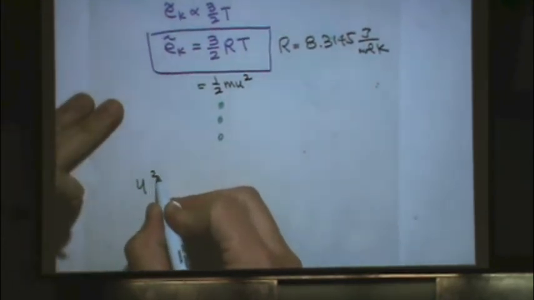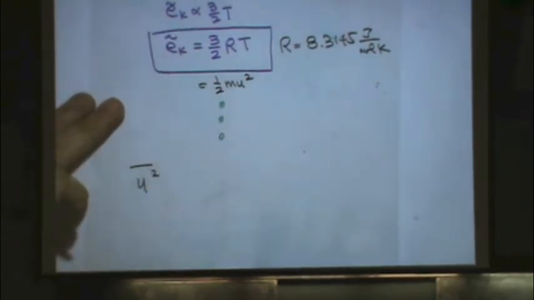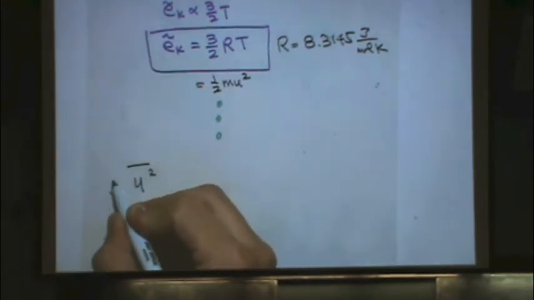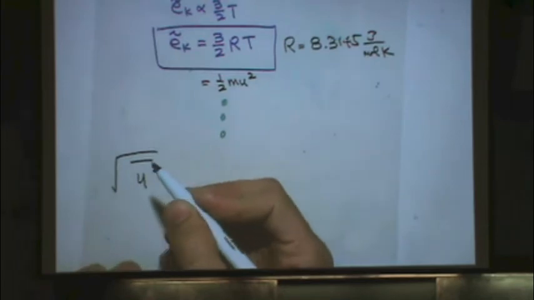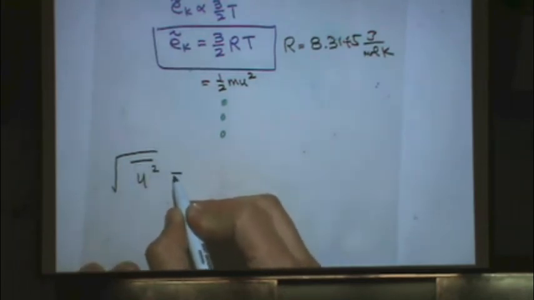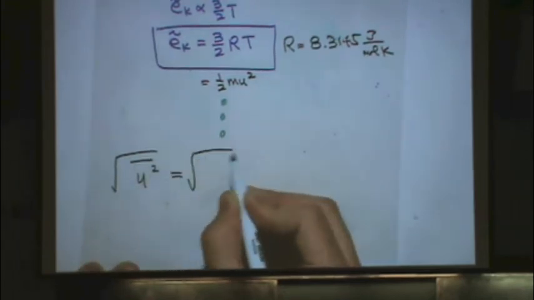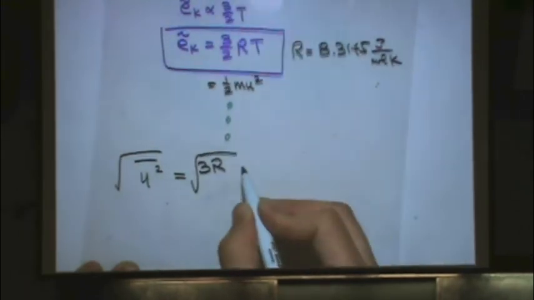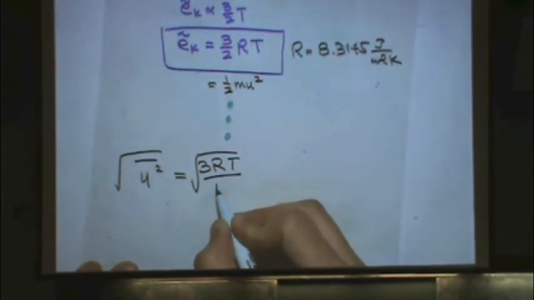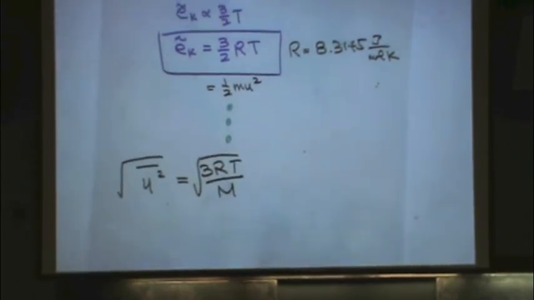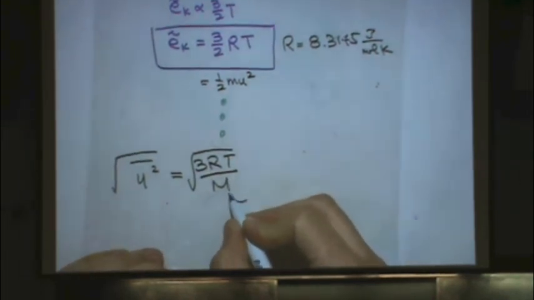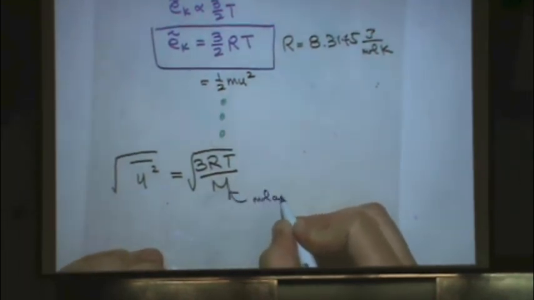U squared bar, remember that from before, that's the mean square. And now I'm going to take the square root of it. The square root of u squared bar, I'll say more about this in a second, is equal to the square root of 3RT over M. The R is the ideal gas law constant right up above, T is temperature, and capital M is the molar mass. Make sure you know what everything is.